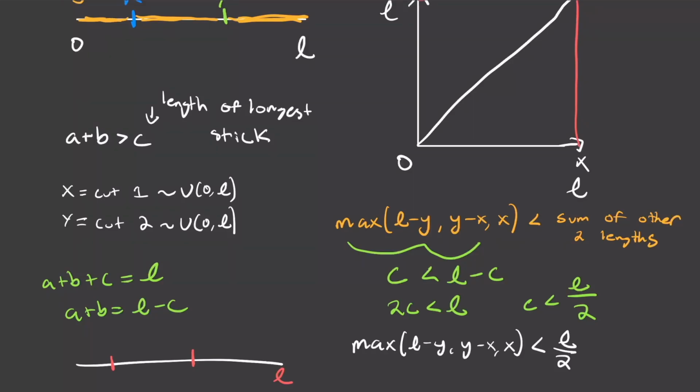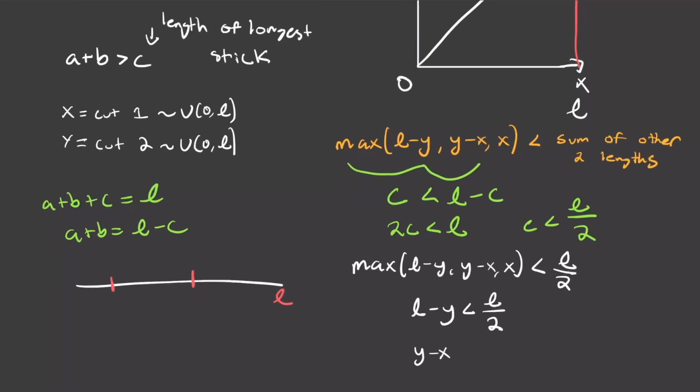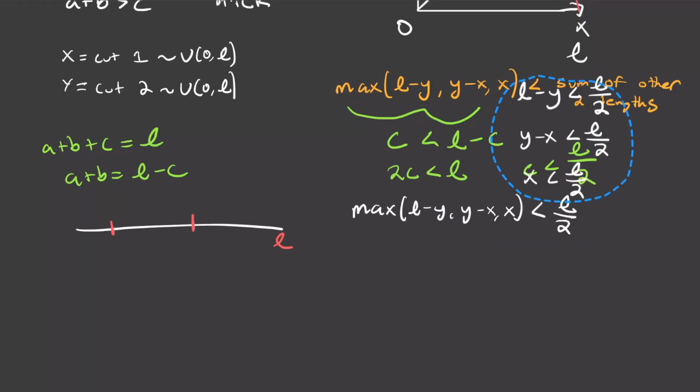So if we need the maximum of these three segments less than L divided by 2, that just means that we need all three of them to be less than L divided by 2. So we need L minus y to be less than L divided by 2. We need y minus x to be less than L divided by 2. And we need x to be less than L divided by 2. If these three things are satisfied right here, then we're going to be able to form a triangle.